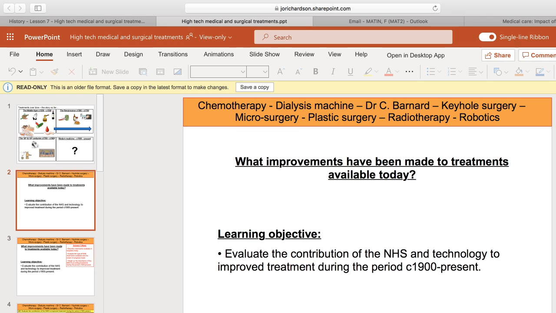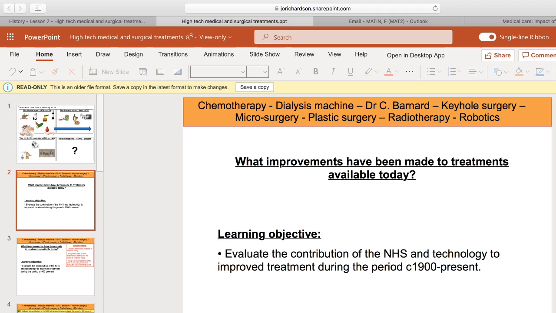And the common theme that you should be able to see here, there's two big themes. Number one is that there is a change in government intervention, and that comes in the form of the NHS. And there's also an advancement in technology. And both of those combined cause serious improvements in treatments that are available.